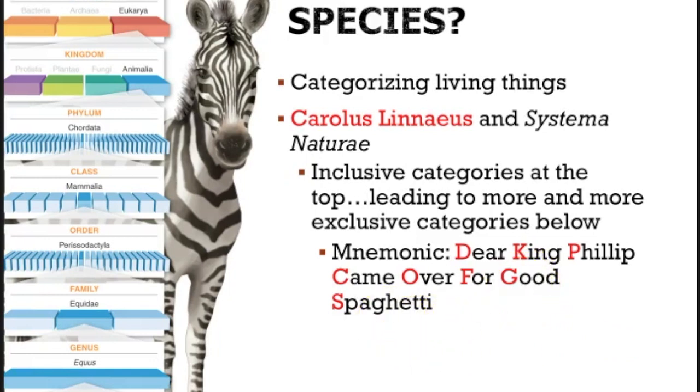So if we were going to do this classification with humans, let's compare it to this lovely zebra right here. We belong to the domain Eukarya, the kingdom Animalia, the phylum Chordata, the class Mammalia, the order Homininae, the family, oh my gosh, I've totally forgotten our family, the genus Homo, and the species is sapiens. So we're Homo sapiens.